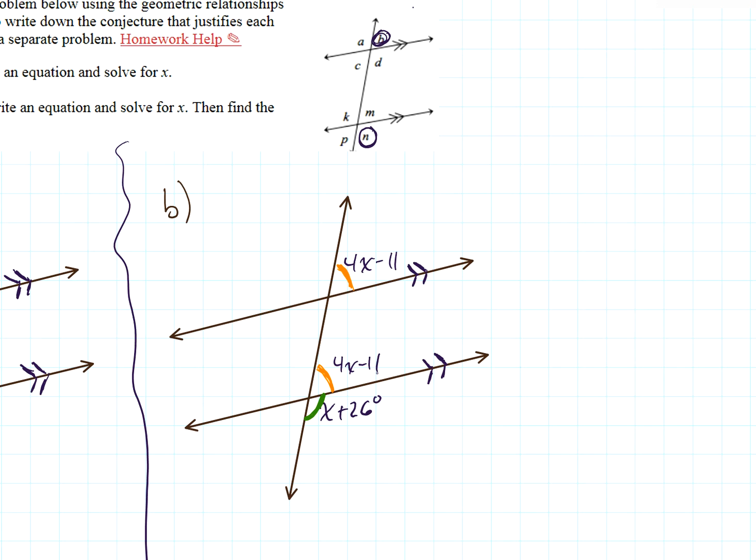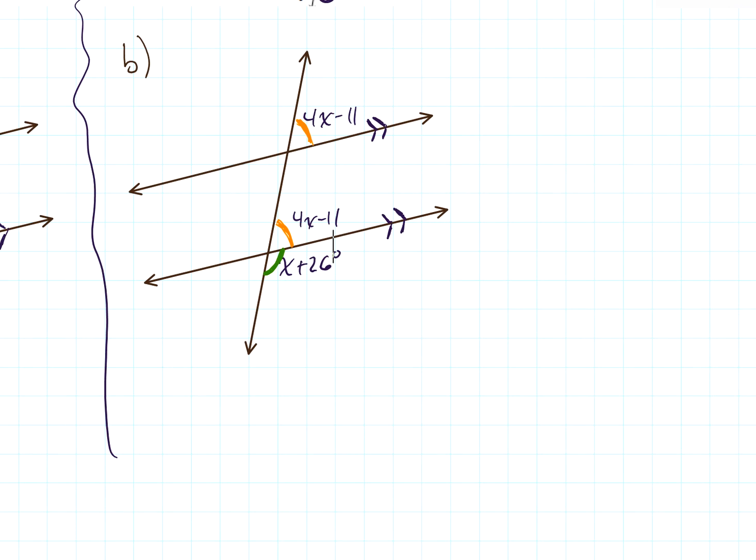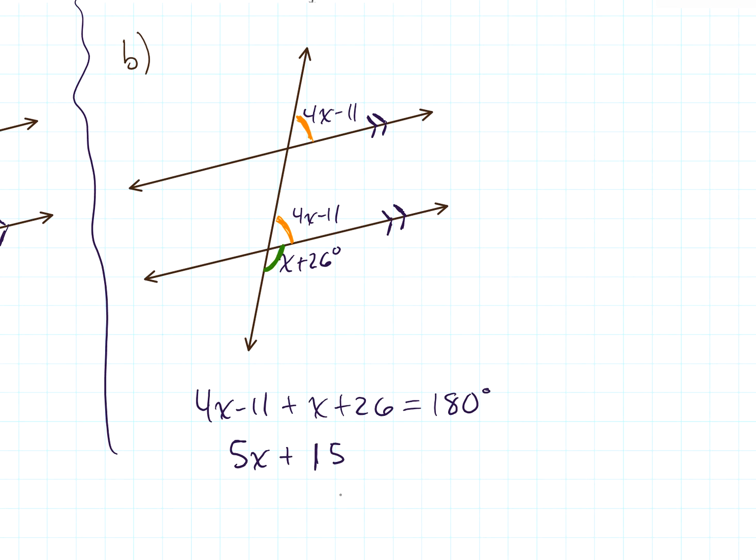So I'm going to go ahead and move this 4x minus 11 degrees here. And because I have a pair of corresponding angles and a linear pair adds up to 180 degrees, I can write the following equation. We can say that 4x minus 11 plus x plus 26 is equal to 180 degrees. If I combine like terms, that's a 5x. Now 26 subtract 11 would be a plus 25? No, not plus 25, plus 15. I'm subtracting 11. Plus 15. And then that equals 180 degrees.